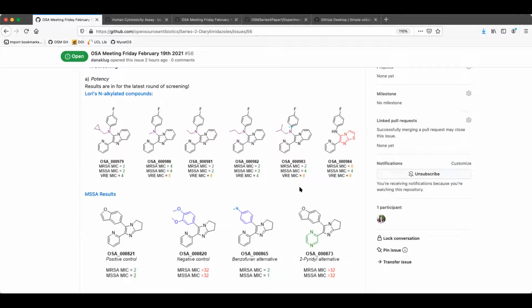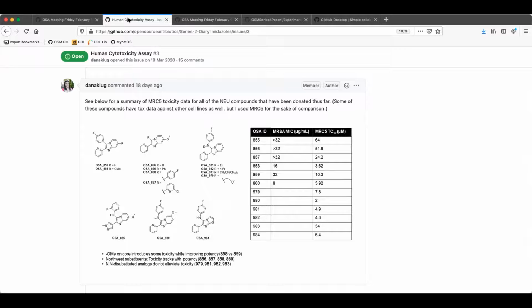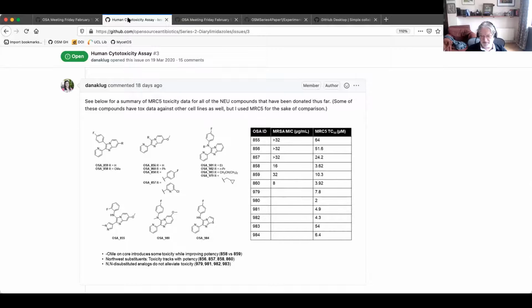I think that one, 980, actually has a methoxy on the imidazopyridine core, upper position there. I think the structure's wrong. Dana was just going to double check. That is correct, that's my fault. It has a methoxy, yeah. Sorry, guys. No, that's all right. There it is.